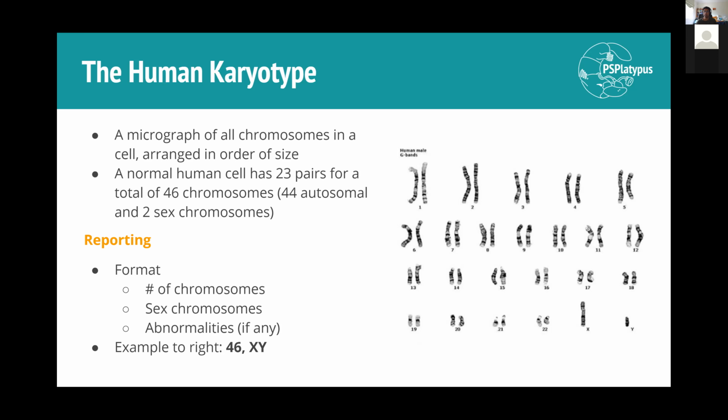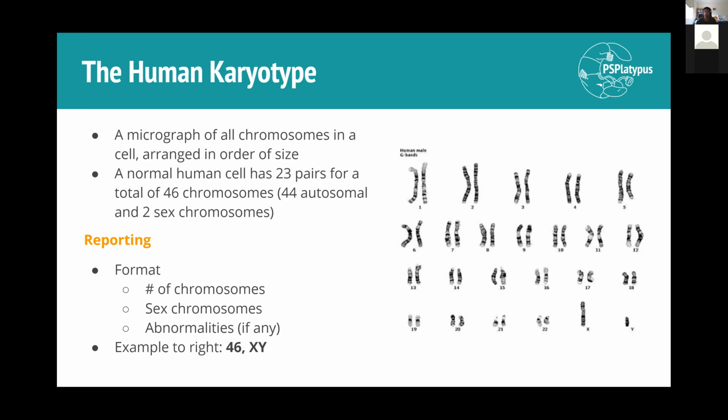So the classic order you can see here goes 1 to 22 because we have 22 pairs of autosomal chromosomes. So that's just ones that are more or less the same for everyone. And then we have 2 sex chromosomes. So of course, males have XY, females have XX. So we list the 22 pairs of autosomal chromosomes first, and then we list the 2 sex chromosomes afterwards. So a normal human cell will have 23 pairs: 22 autosomal pairs, 44 autosomal chromosomes, and 1 sex chromosome pair with 2 sex chromosomes.